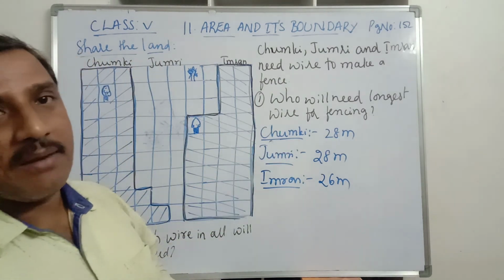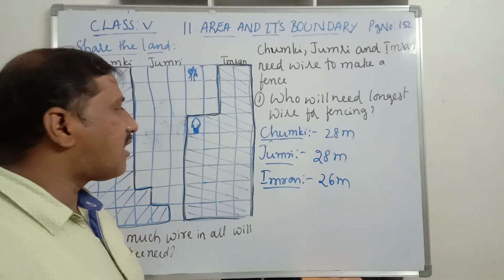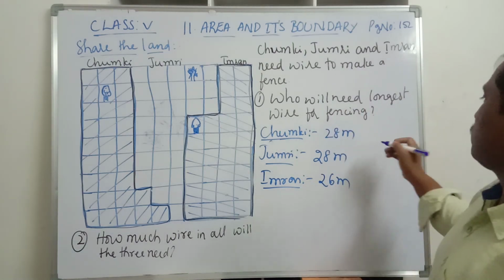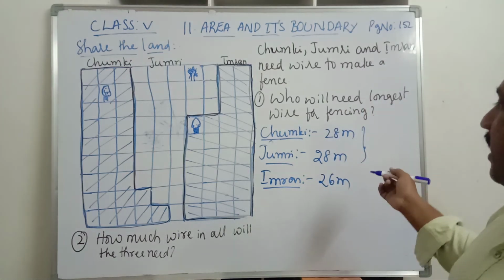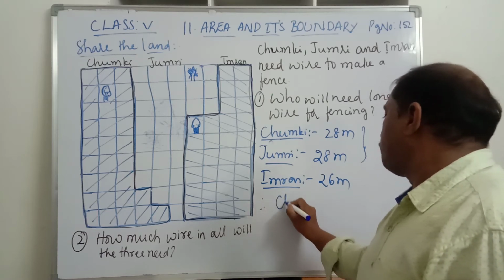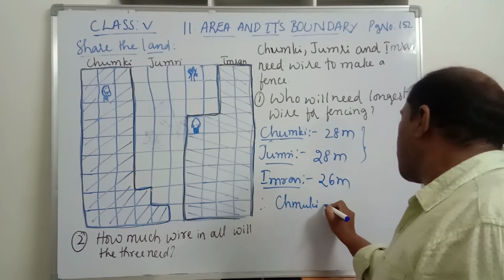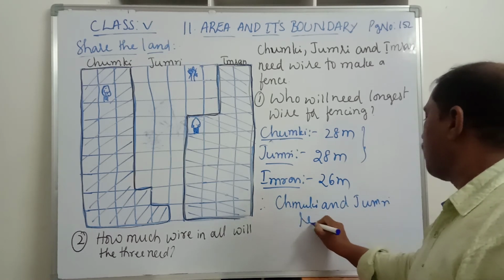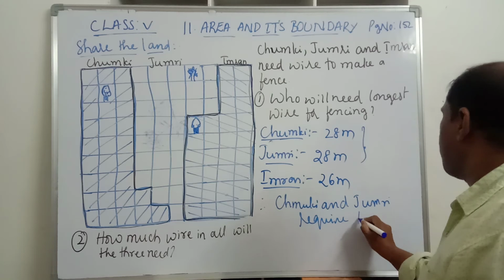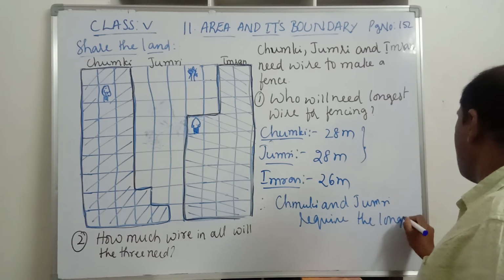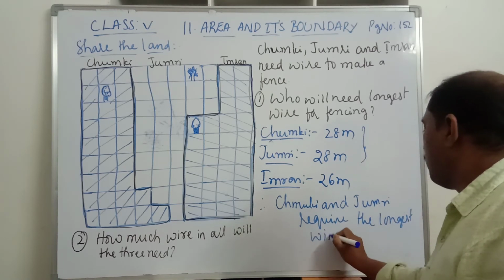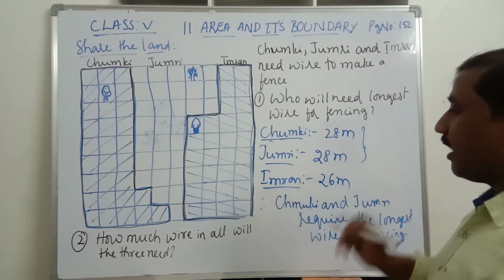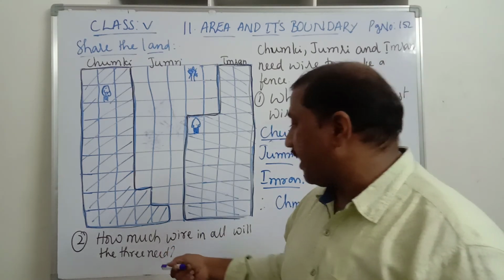Chumki required 28 meters of wire and Jumri required 28 meters of wire. So who will need the longest wire? See, the longest wire is needed by Chumki and Jumri. Therefore, Chumki and Jumri require the longest wire for fencing.